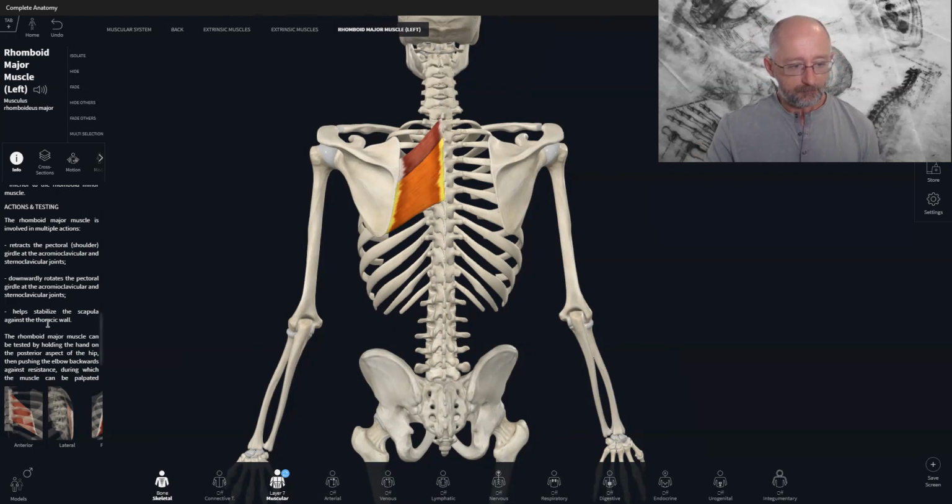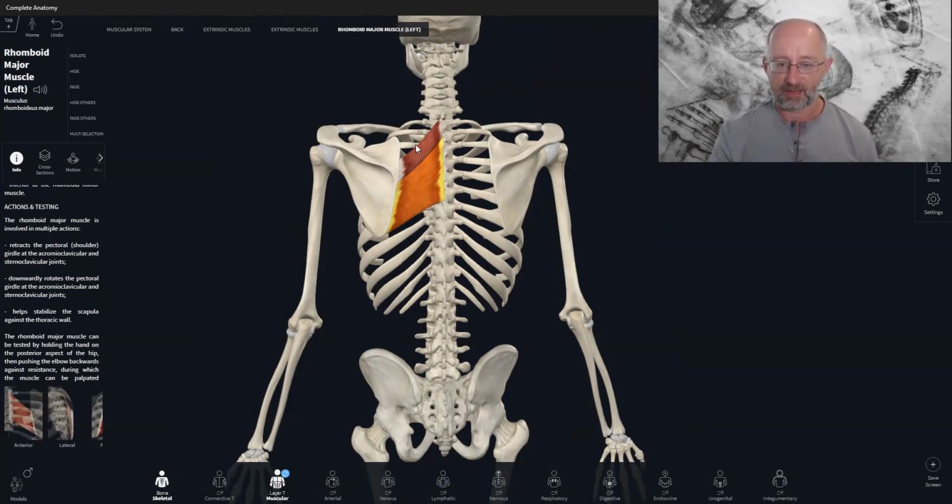And then the third one, it helps stabilize the scapula against the thoracic wall. Essentially, any muscle that helps keep the shoulder blade in a good position while the shoulder is moving through the glenohumeral joint is called a scapular stabilizer. Scapular stabilizers are kind of like a rotator cuff, but for the actual shoulder blade. And we want them to be nice and functional.